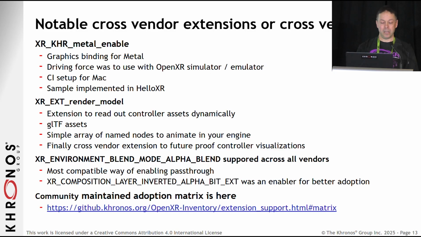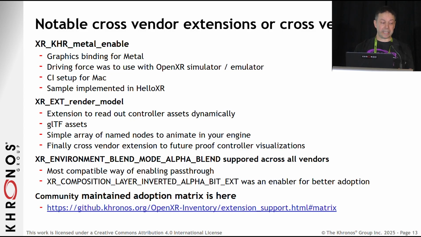The third thing that I wanted to point out is the environment blend mode alpha blend. And this is a way of enabling mixed reality. Mixed reality is for VR headsets that have outward-facing RGB cameras that can capture the world. So you can see your environment intermixed with the VR experience. So previously, there were some vendors that didn't support this blend mode, but as of now, everybody is on board. So this is the most compatible way of enabling pass-through for OpenXR devices.